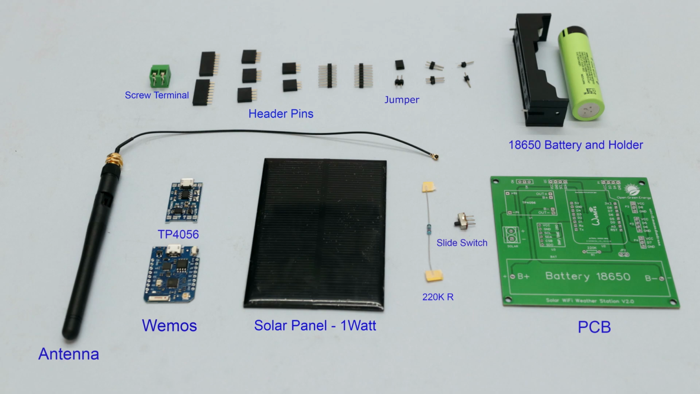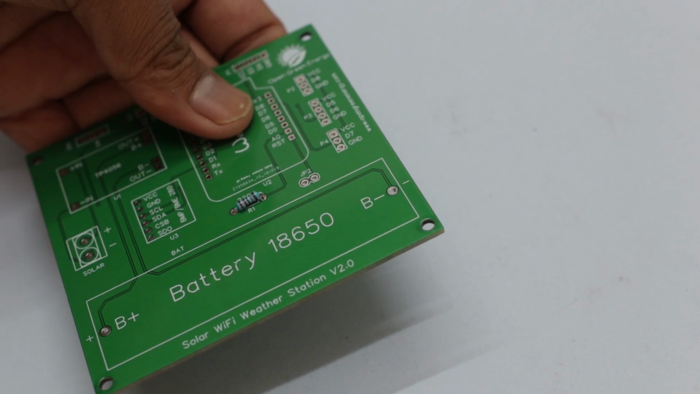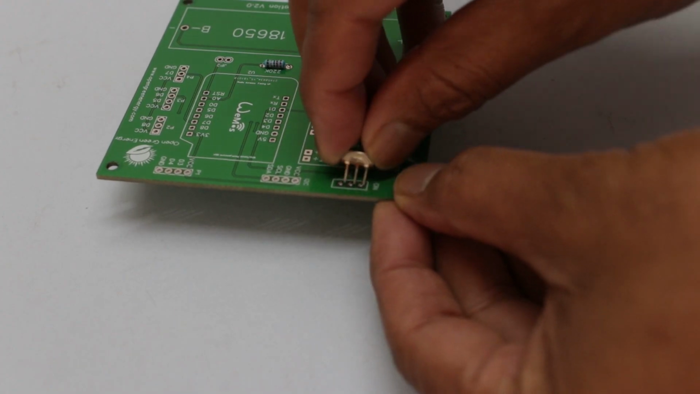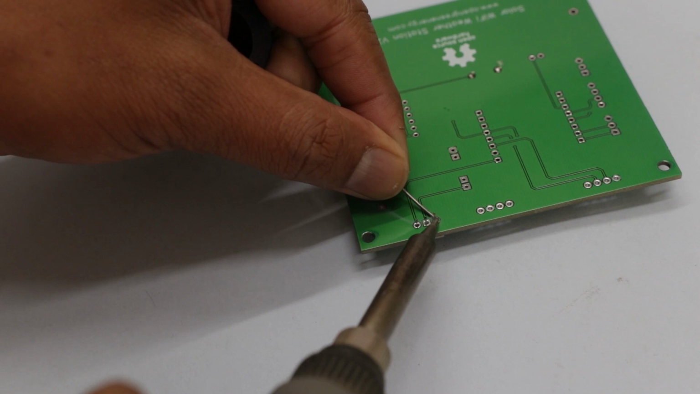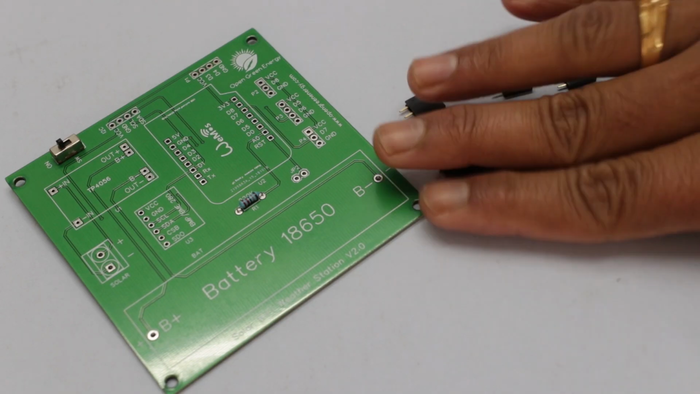To make this project, first you have to gather the components. The link for buying the components is given in my video description. I have soldered the components on the PCB according to their height. First I soldered the resistor, then the slide switch, then the header pins, then the SKU terminal, and at last the bigger battery holder.